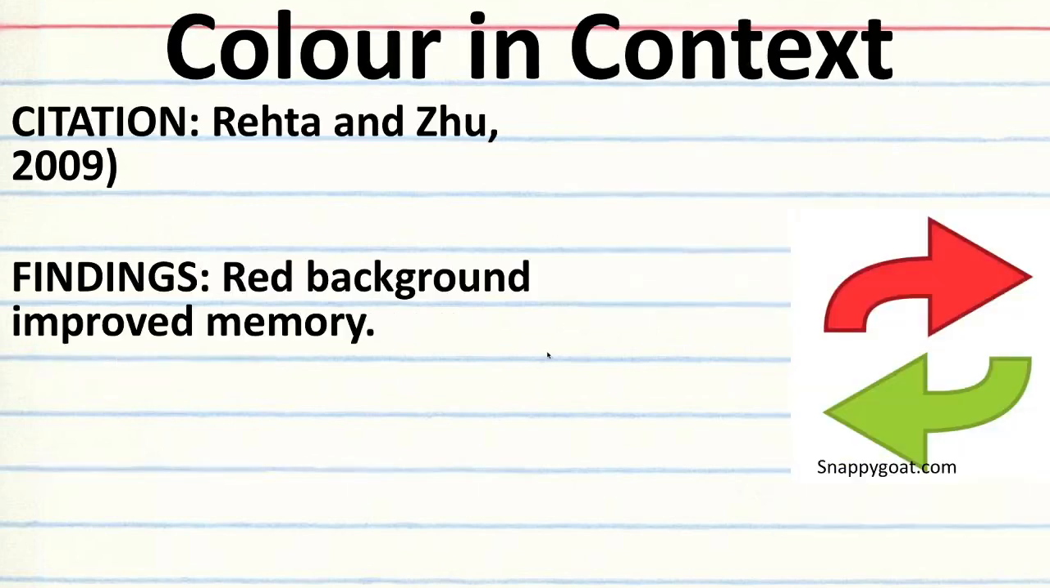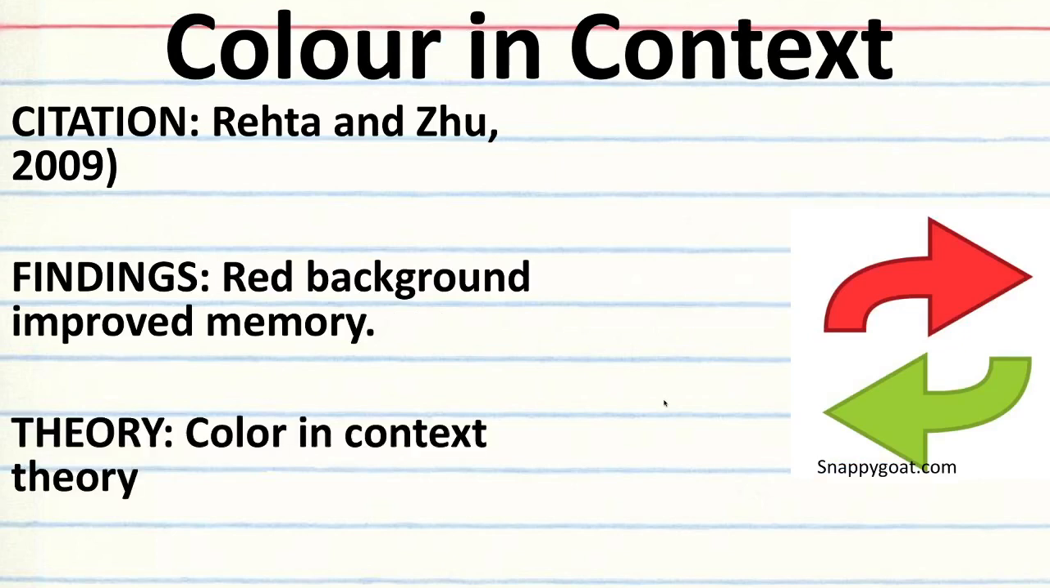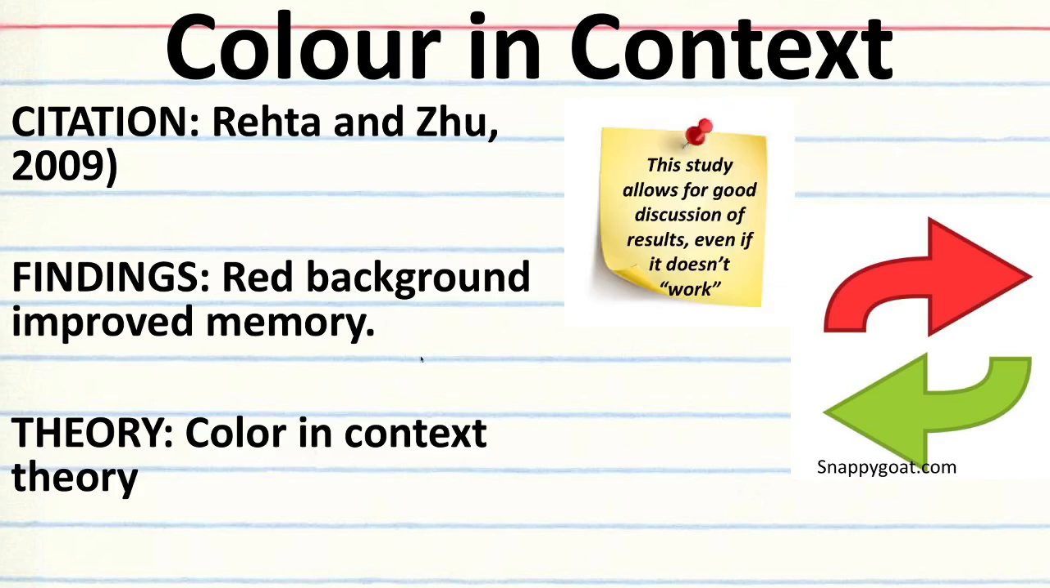Again, I had some students do an excellent color and context IA this year, looking at the effects of colors on memory. And in the original study that they replicated, they found that a red background improved memory, and this can be explained using the color and context theory. And a good one for this is that even if the study doesn't work, meaning you get the opposite results, there's plenty here to discuss, and there's many possible alternative explanations for why, for example, red might reduce memory.